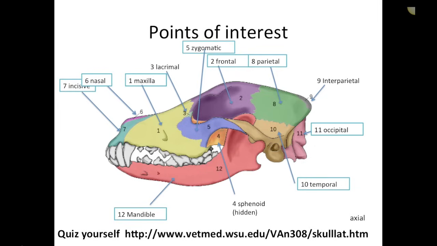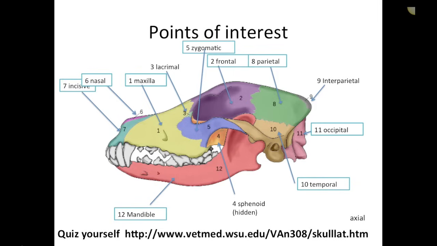Parietal bone and interparietal bone form the majority of the caudal, the dorsocaudal aspect of the skull. The occipital bone is really important because that's what connects to the atlas, so the atlanto-occipital joint, and that creates a yes motion. When the atlas and the occipital bone are connected, they allow for an up and down motion of the head that is saying yes, yes, yes.